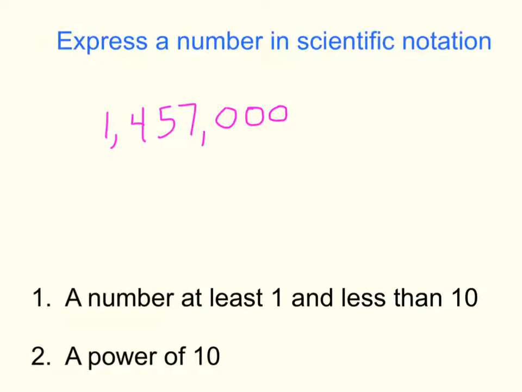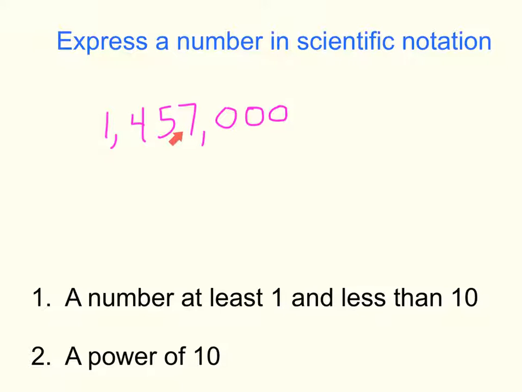So in today's lesson, we're going to be asked to express or write a number in scientific notation. So remember, to do that, we have to start with a number that's at least 1 and less than 10, and we need to have a power of 10. So the first thing I want to do is take a look at my number here and figure out where I would place the decimal so that I have a number that's at least 1 but less than 10.